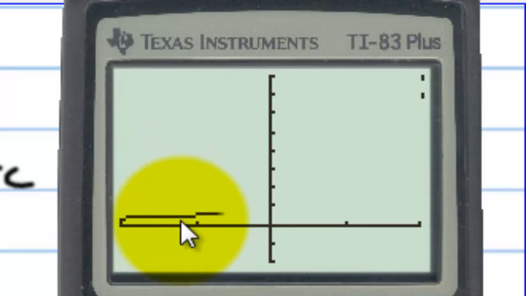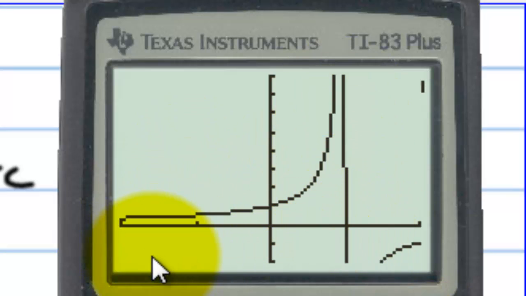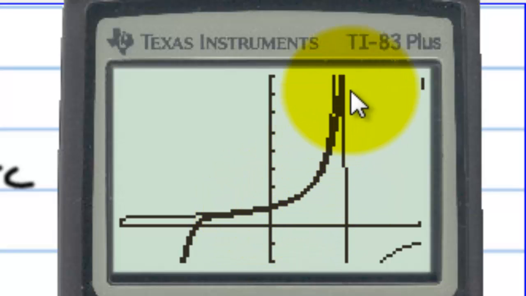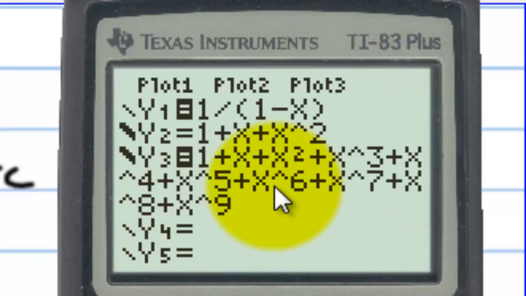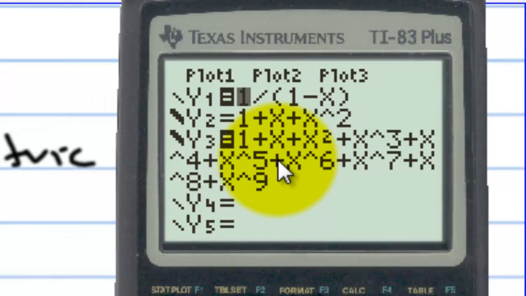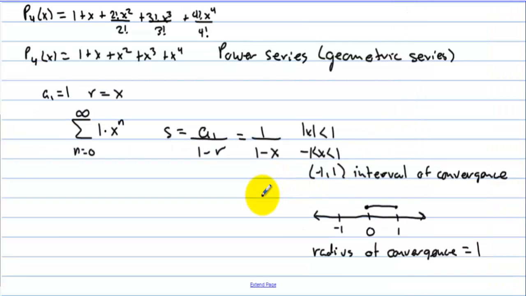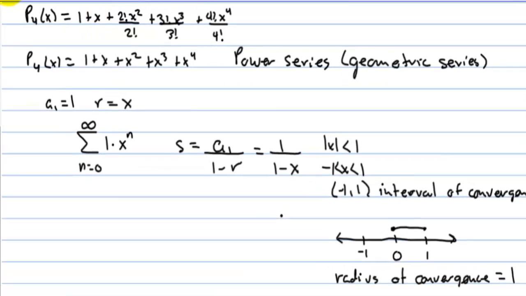When we graph this, we get the original function again. And then very slowly, here comes y3. Notice it's good from -1, and then it's really good, really good, really good. But once it gets close to 1, it starts to fail. So no matter how many terms you have, this approximation is only going to be good from -1 to 1. And that's why the interval of convergence is from -1 to 1.